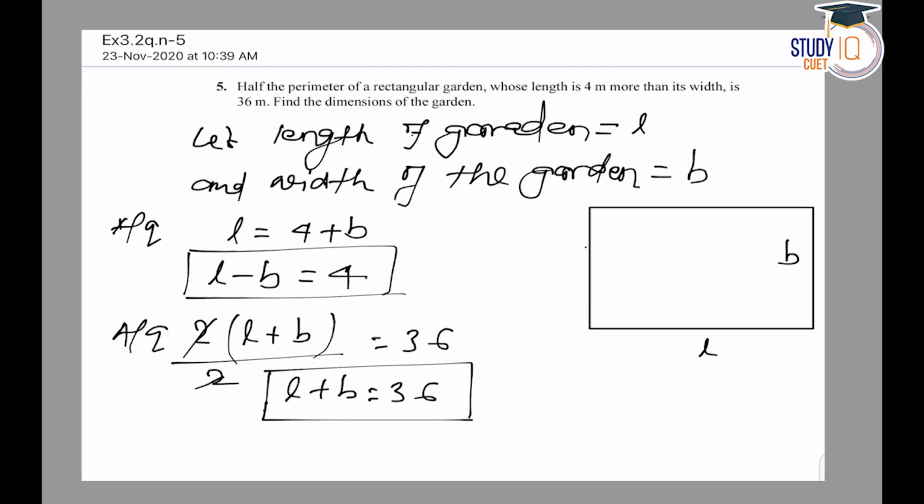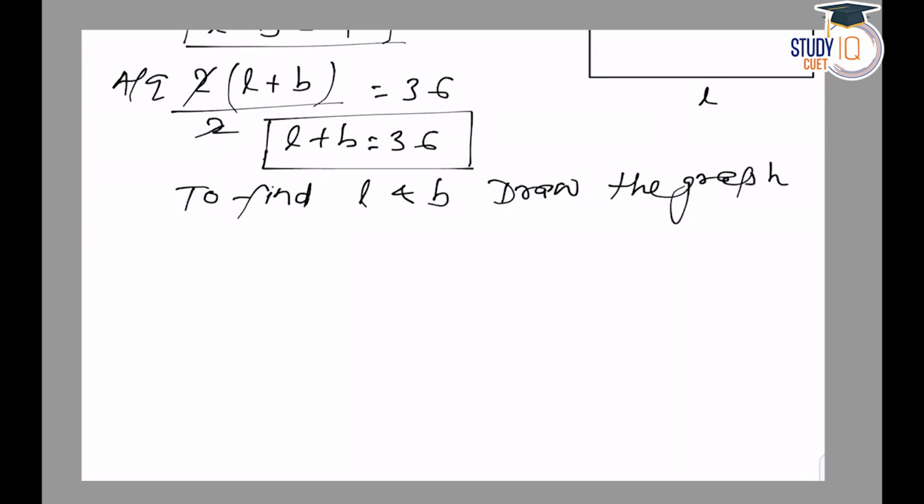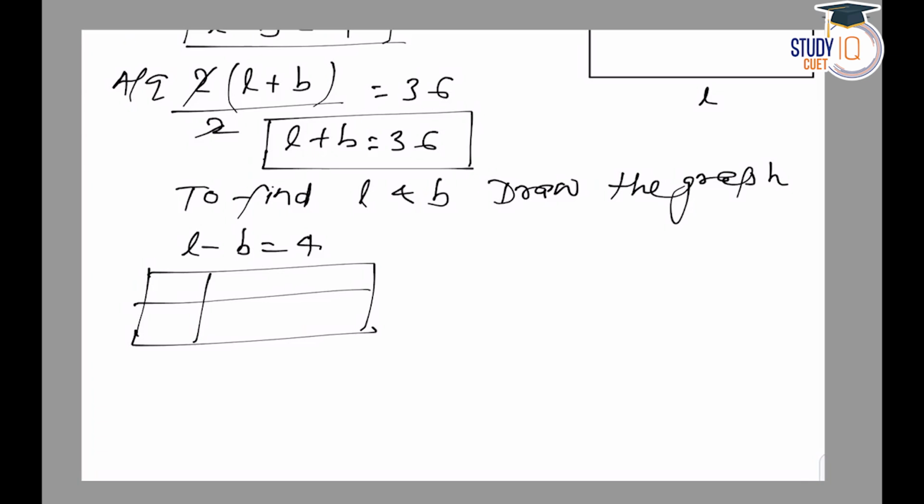Now we have to find the dimension of the garden, that is length and width. So we have to draw the graph to find the solution, that is the values of L and B. Draw the graph for these two relations in L and B. First is L minus B equals 4, and points may be taken on this line as follows.